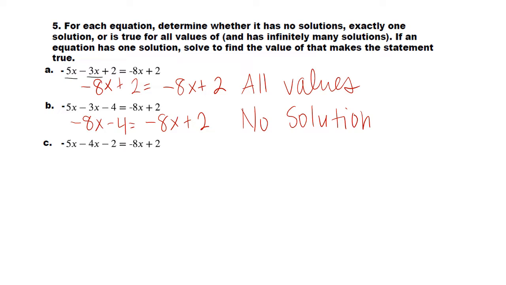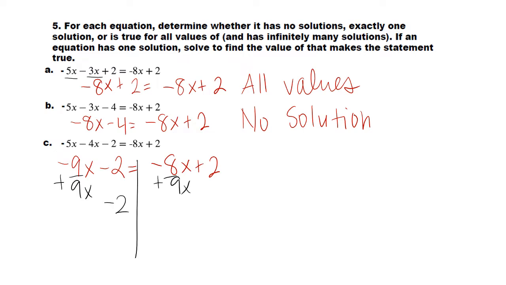Okay, this last one here, I'm going to go ahead and simplify. I get negative 9x minus 2 equals negative 8x plus 2. All right, now I know that my coefficients of my variable term, this one and this one, are different. So there's one solution. So I'm going to go ahead and solve it. So I'm going to add 9x to both sides. So I get negative 2 left over, but this cancels out.